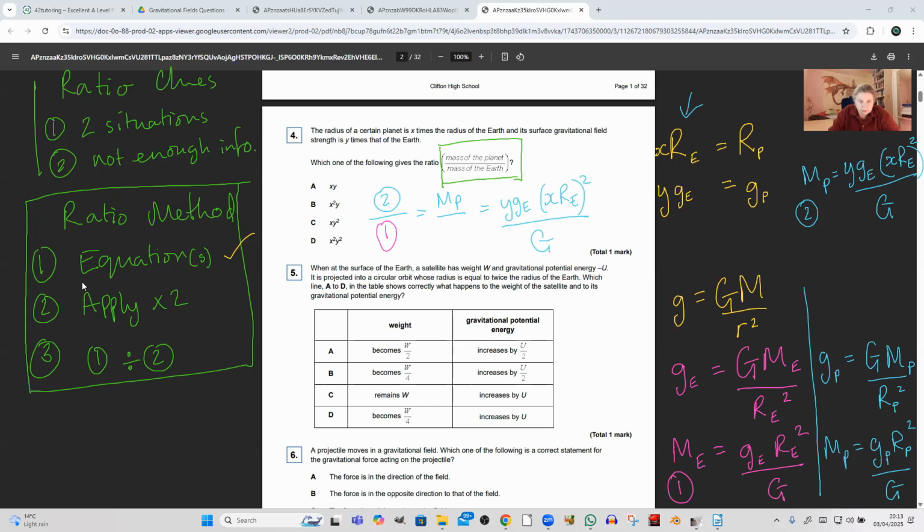Right, and now I'm going to put my second equation on the bottom. That is g_E R_E squared over big G. Right, now what I'm going to do is go through and cancel everything. So my g_E's cancel, my R_E squareds cancel, my big G cancels. Can you see that my ratio ends up being equal to y x squared.